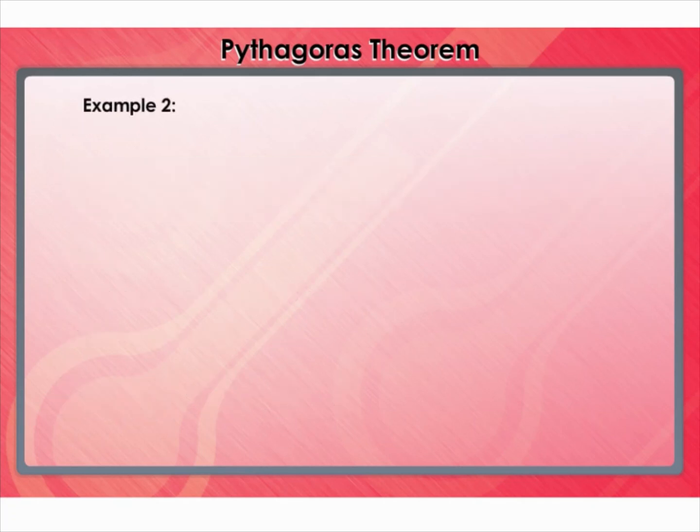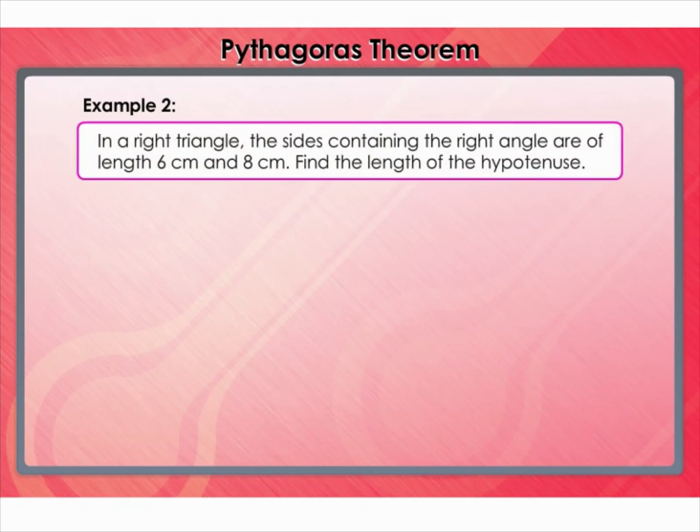Let's move to another example. In a right triangle, the sides containing the right angle are of length 6 cm and 8 cm. Find the length of the hypotenuse.